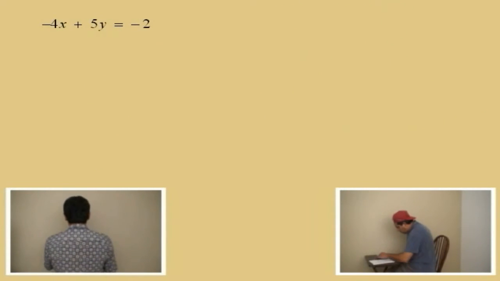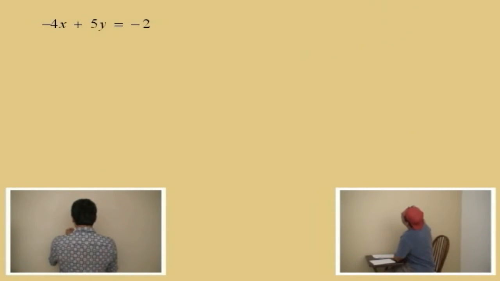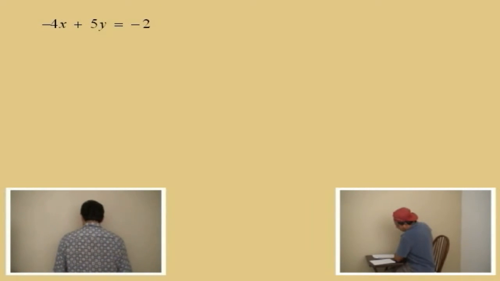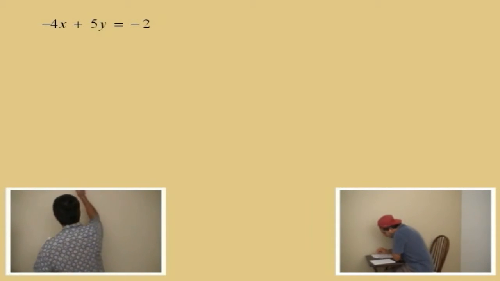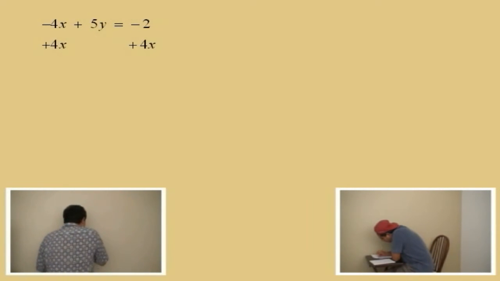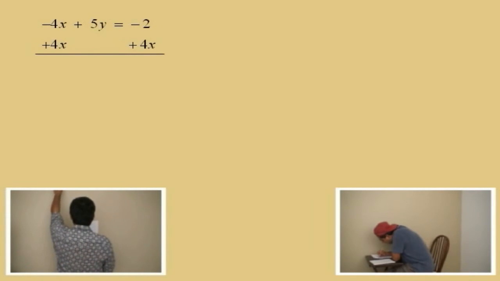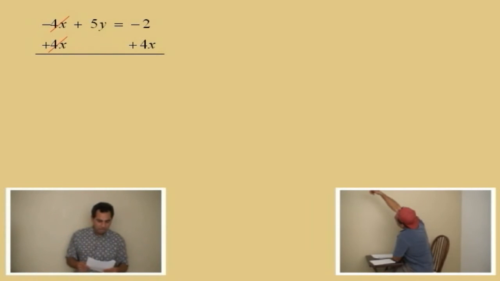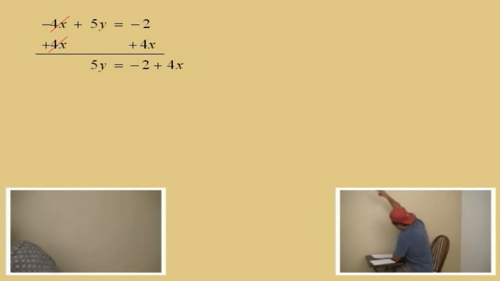Let's take this one here: -4x plus 5y equals -2. Okay, Charlie, what do we do? Add 4x. This time we're going to add 4x to both sides. Bring down your bar. -4x plus 4x is what, Charlie? That's a 0 there. And what are you left with now? 5y equals -2 plus 4x.